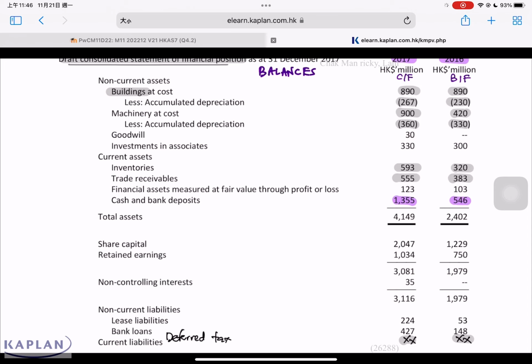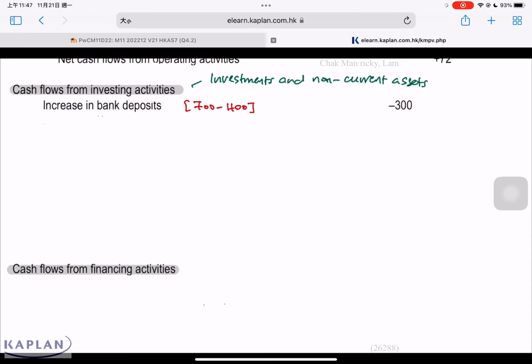And there's one more item, financial assets managed at fair value through P&L. Last year is 103, this year is 123. There's an increase of 20. And the question mentioned that there's no gain or loss recognized in P&L. If there's no gain or loss recognized in P&L, this increase should be a purchase of investment during the year. Maybe you do this one first. 103, 123. Purchase of investment. We can show the working here. 123 minus 103 equals 20. Investment increased because of purchase, so it's a cash outflow.